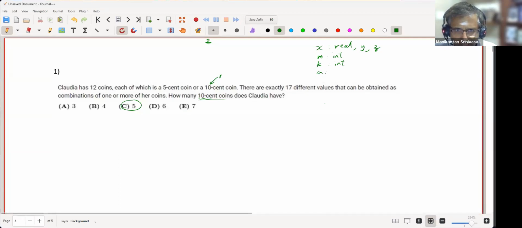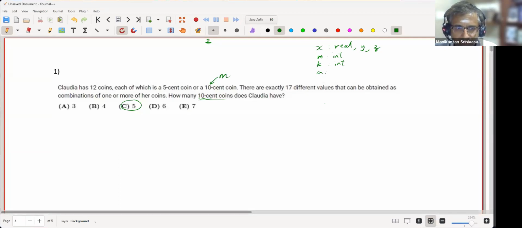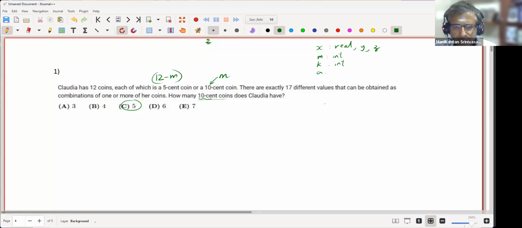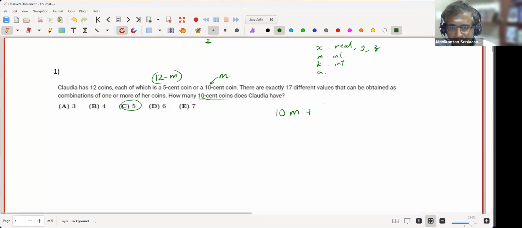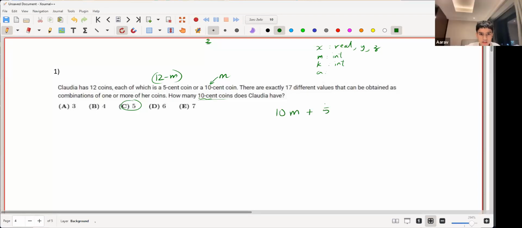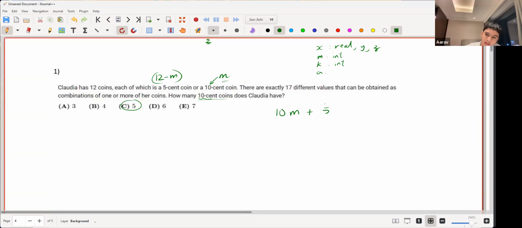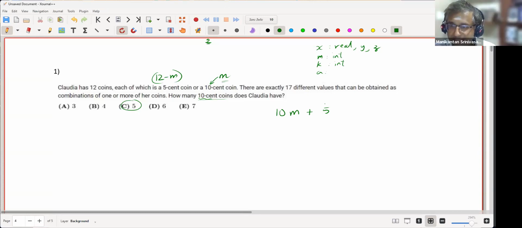So let's say M number of 10-cent coins. And as you said, there'll be 12 minus M of these 5-cent coins. Okay. So the total value for this would be 10M plus. So it's the other way. I think there's M 5-cent and then 12 minus M. No, I am keeping M as the number of 10-cent coins. Oh, okay, yeah. That was my first explanation. The reason I'm calling this as M is because that's the final answer. You can keep this as M, that is 12 minus M, no problem.